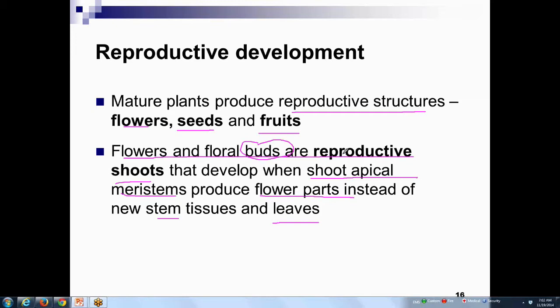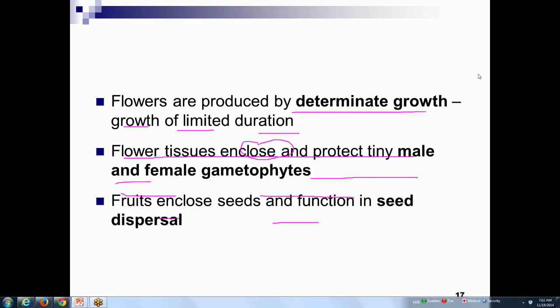Now, the perennials, which live 3 or more years, will produce reproductive shoots through floral buds, usually every single year, typically in the spring and the summer, although there are exceptions. And of course, conditions have to be favorable for that. The plant has to be healthy. Okay, guys, let's now go on and again look at some examples of determinate growth. So flowers are produced by determinate growth, growth of limited duration, and a growth of a limited size. So we get to a certain size and we simply stop growing. If flowers had indeterminate growth, flowers would be enormous.